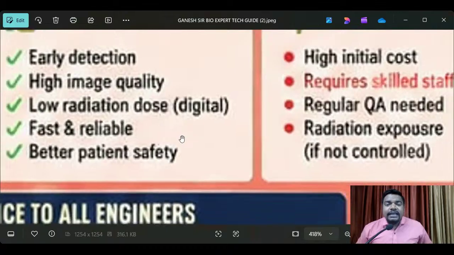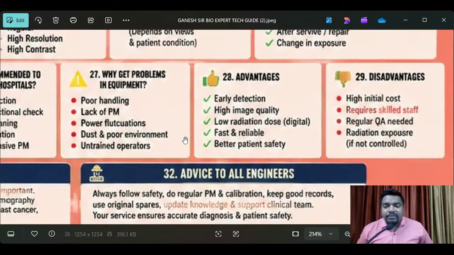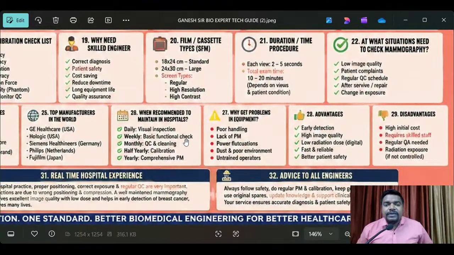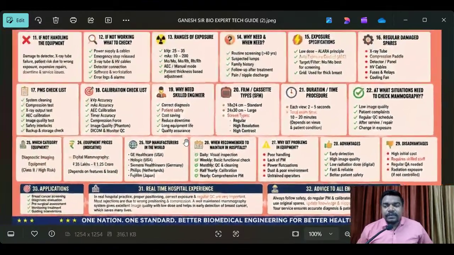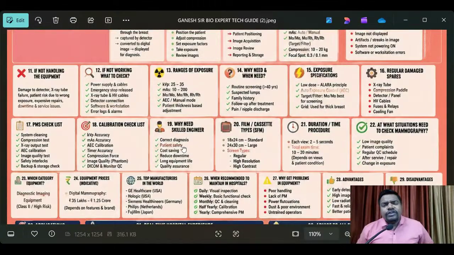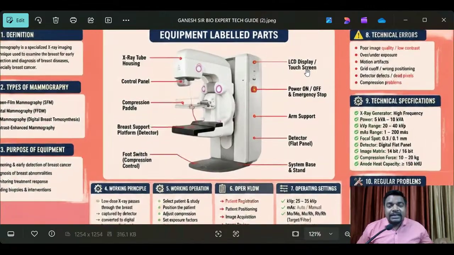And all these things in this live presentation, in this slide, I have successfully completed right now. And here I want to share real-time hospital experiences. This is only the first part of this mammography session. This is only basic knowledge for you as a biomedical engineer. And if you do not have a proper idea, or even if you are experienced and have doubts, if you catch these things, then definitely you will get clarity about my information.